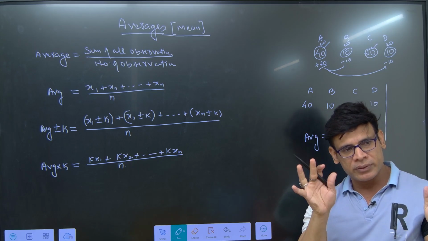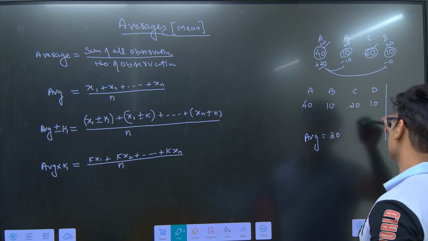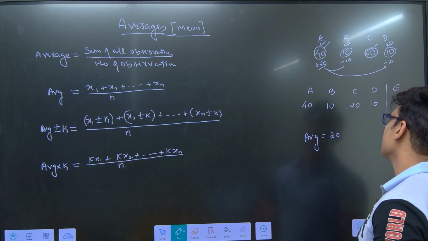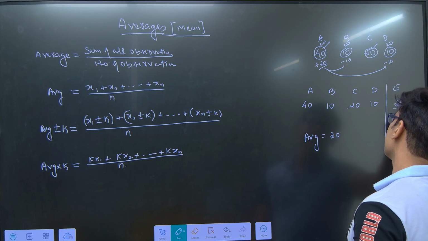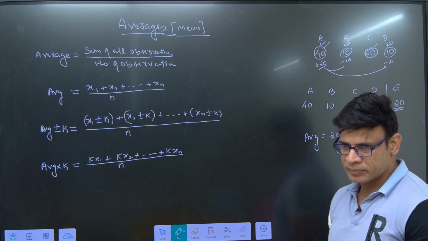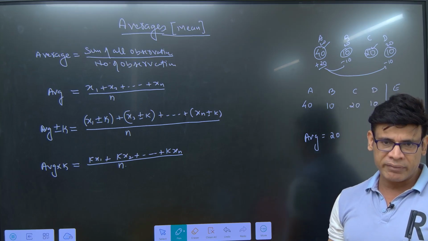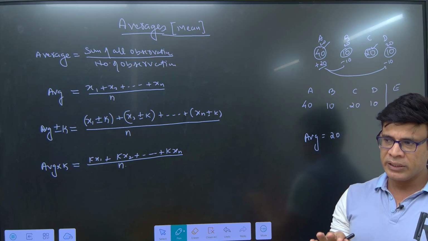Suppose their brother who is in Switzerland, where chocolate is very famous, also comes with 20 chocolates. Will the average increase, decrease, or remain the same?